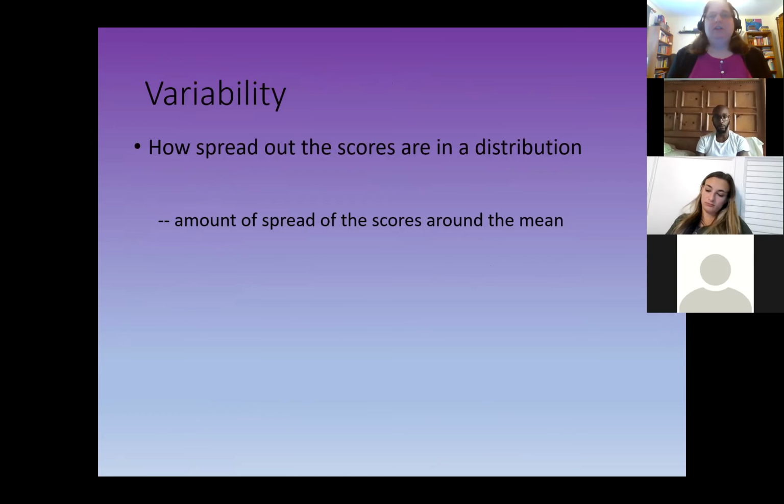Variability. So we kind of leapt into frequencies when we first talked about this notion that central tendency isn't enough, right? You can't simply talk about mean, median, and mode and call it a day. It's not enough information. So we needed to understand how things are spread out. That's why we started talking about frequencies and frequency distributions. And now we're going to talk even more specifically about variability, how spread out the scores are in a distribution, or the amount of spread of the scores around the mean. Okay.